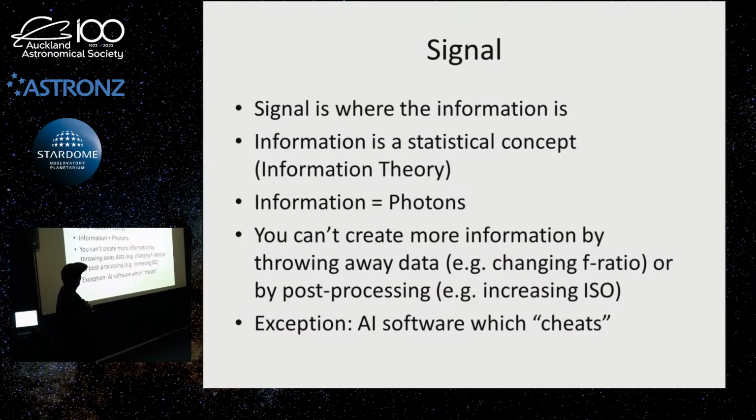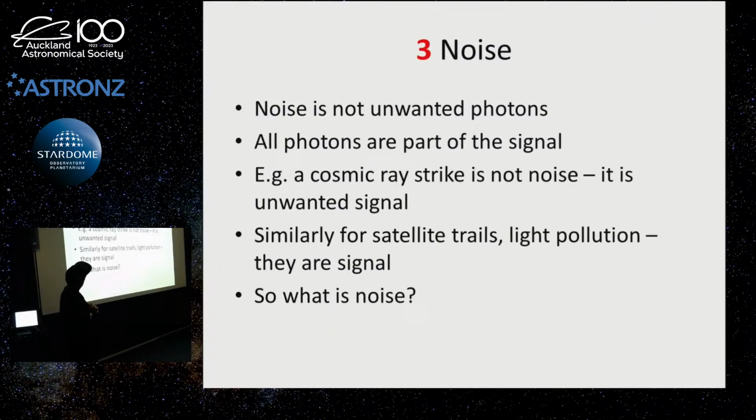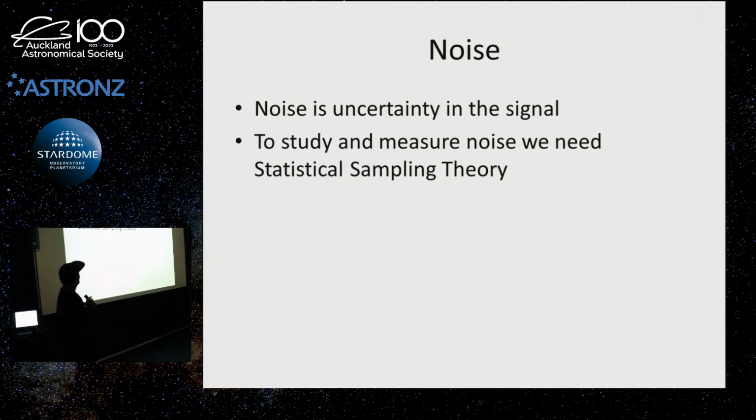Signal is where the information is, and I won't cover that. Noise is not unwanted photons. For example, a cosmic ray strike is not noise. It's just unwanted signal. Same thing with satellite trails, light pollution, they're signals. So what is noise? Noise is uncertainty in the signal.